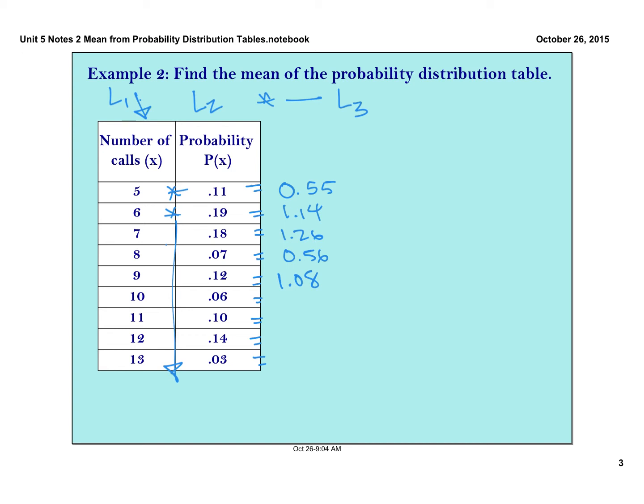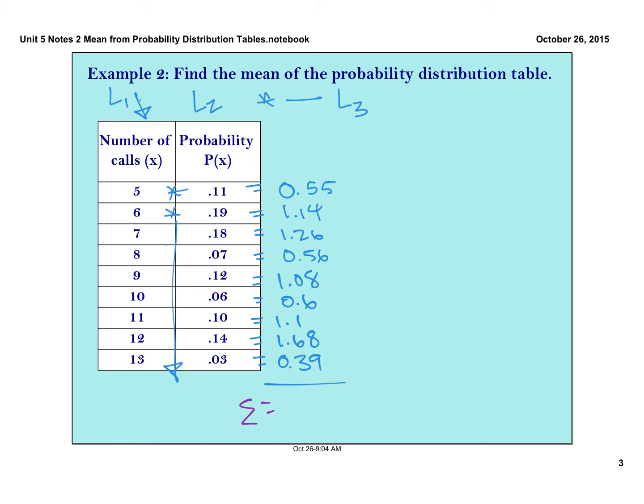10 times 0.06 is going to be 0.6. 11 times 0.1 is going to be 1.1. And then 12 times 0.14, 1.68. And 13 times 0.03, 0.39. So then I want to go ahead and add all of those up. So 0.55 plus 1.14 plus 1.26 plus 0.56 plus 1.08 plus 0.6 plus 1.1 plus 1.68 plus 0.39.